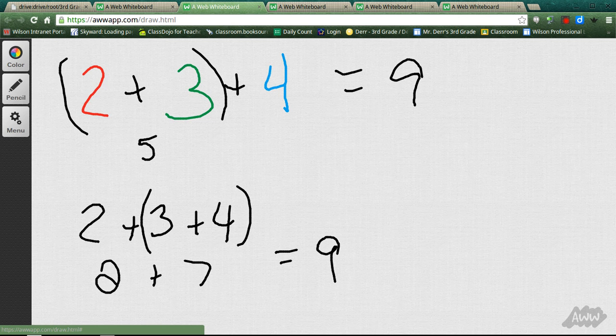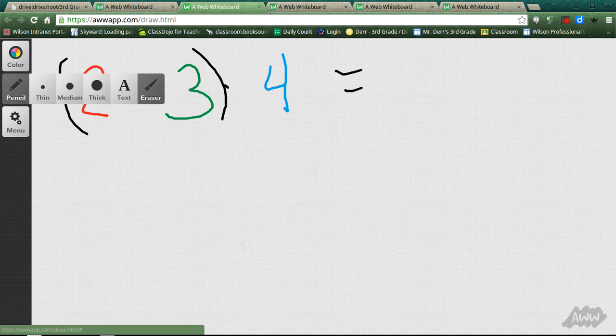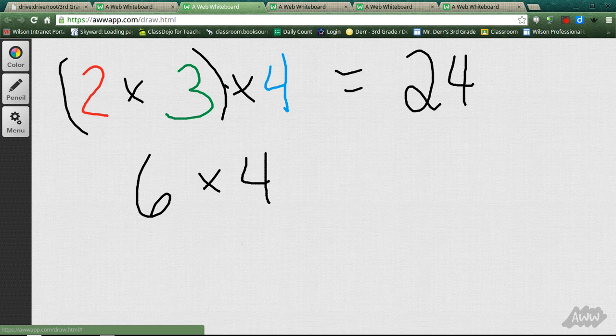Well, if we were to take a look at it here and actually multiply these numbers, our factors, would we get the same answer? We'd say 2 times 3 and multiply that by 4. Well, 2 times 3 is 6. And we say 6 times 4. And that would get us our answer of 24.